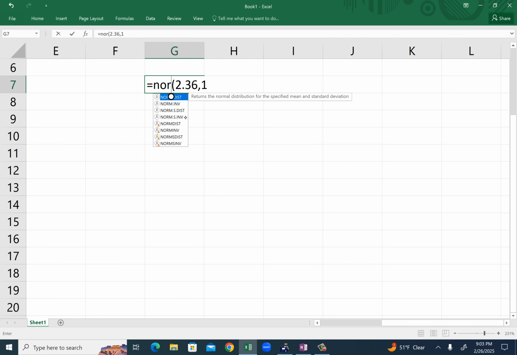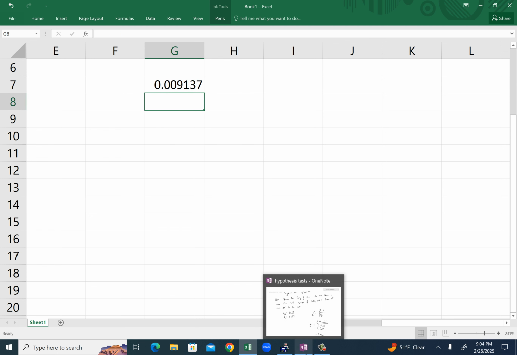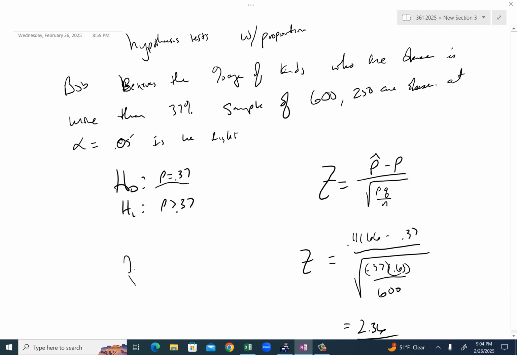Okay, so what I was going to say is get ready to slap your head because Jay messed up. This is an upper tail test. Oh, Jay, you big dummy. 1 minus that gives 0.009. As promised, we are rejecting H0. So reject H0.